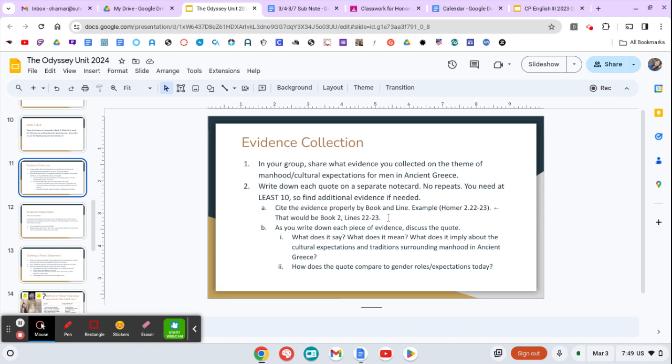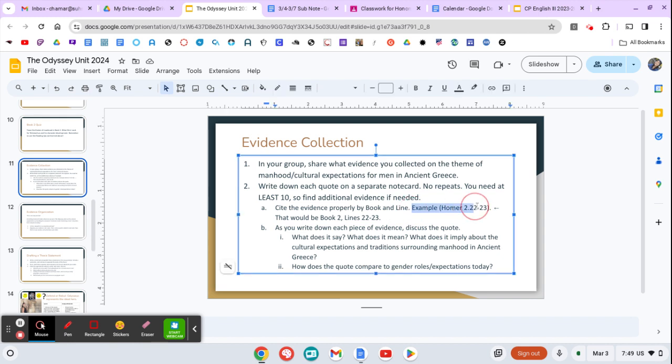slide 11, pull that up if you need to, has your example on how to quote or how to cite properly. Your assignment will get bounced back if you don't have proper citations. So read it, use it. Don't cite by page number. We're in poetry, so we need to cite by book and line.